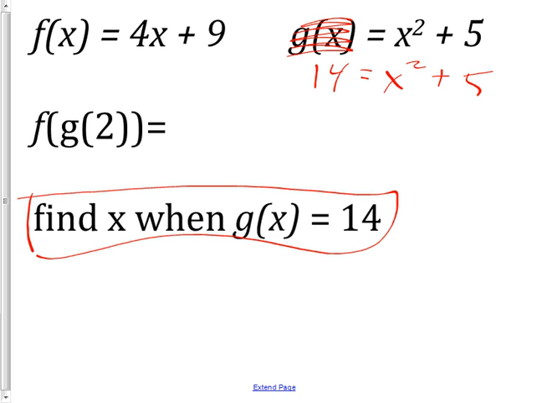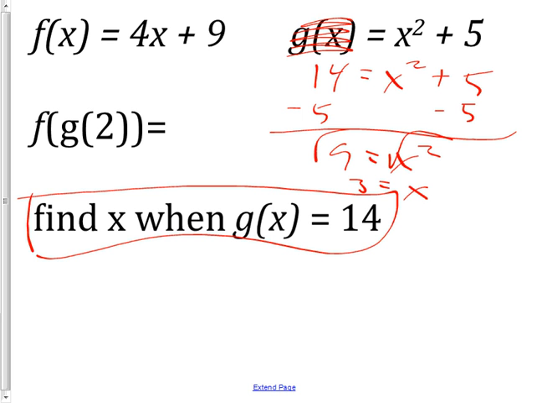All right. So here's how you do it. You subtract 5. You draw the line: 9 equals x squared. And then you go, oh, square root of 9 is 3. X equals 3. That's not quite right.